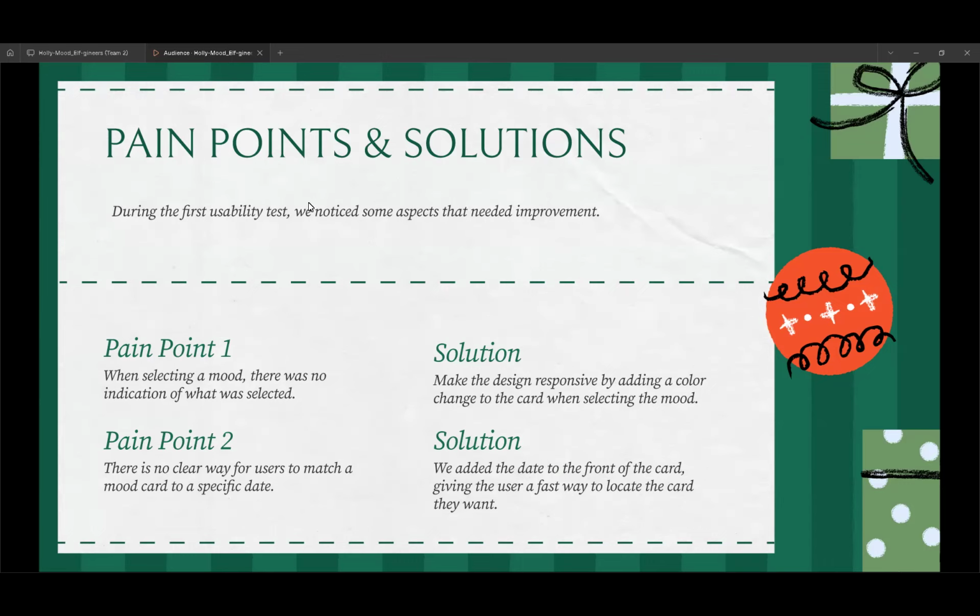And then our second pain point was that there was no way for the users, when looking at the dashboard, to identify which mood card was on which specific date. For that, we just took the date that was on the back of the cards and moved it to the front to make it easier for the users to find exactly what they're looking for. And then we'll actually bring it back to Imani to take us home.